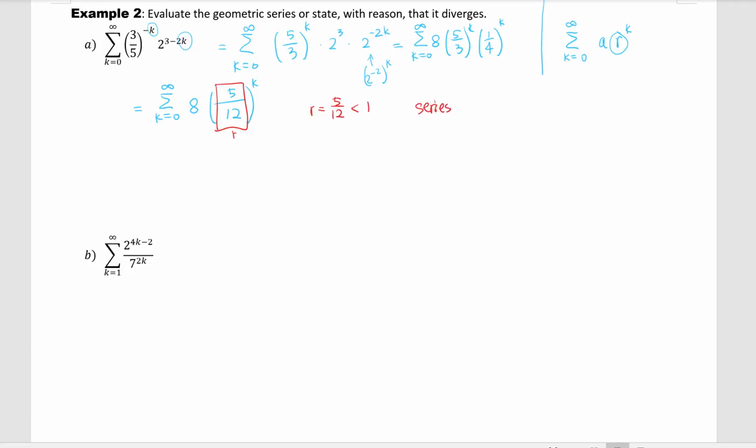Then we know the series converges to the first term. First term means you plug in k is 0. Well, when you plug in k is 0, you just get 8. And then 1 minus the ratio 5 over 12. So that is 7 over 12, right? So 8 over 7 over 12 is the same as 8 over 7 times 12. So we have, is it 96 over 7? Yes? Okay, so that is part A.